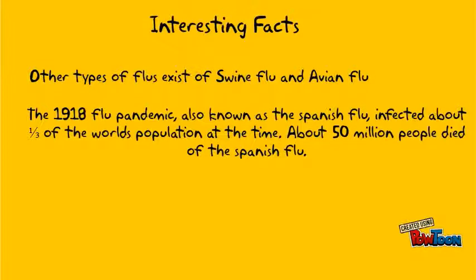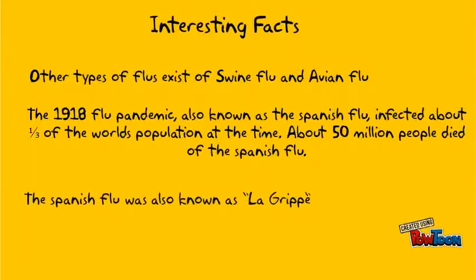The 1918 flu epidemic, also known as the Spanish flu, infected about 1/3 of the world's population at the time. About 50 million people died of the Spanish flu, including almost all of Europe. The Spanish flu was also known as La Gripe.